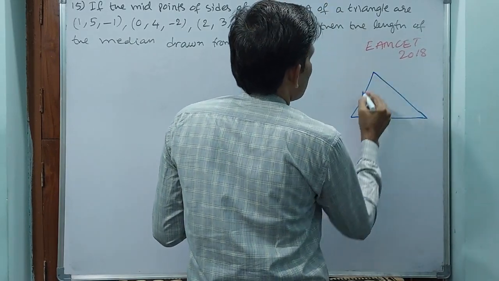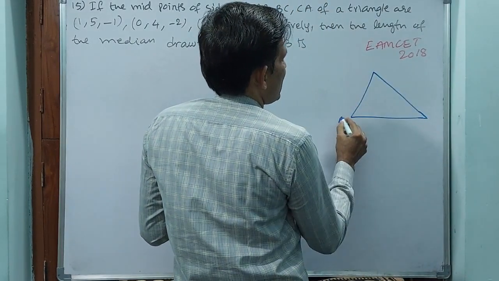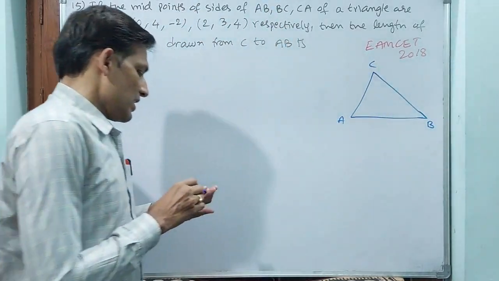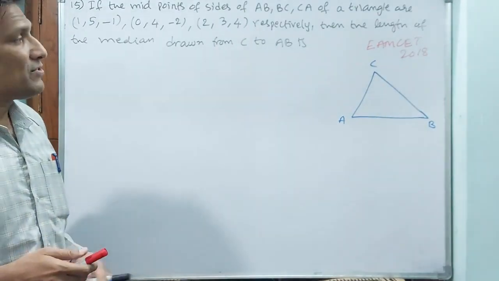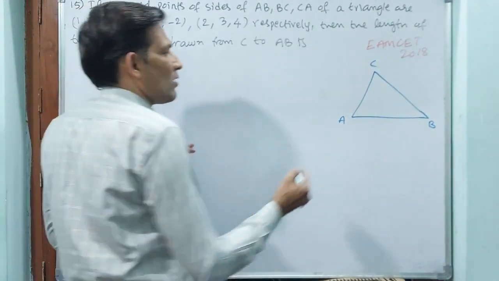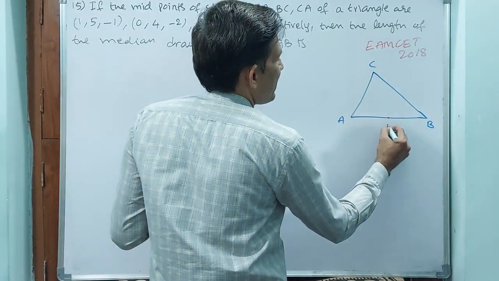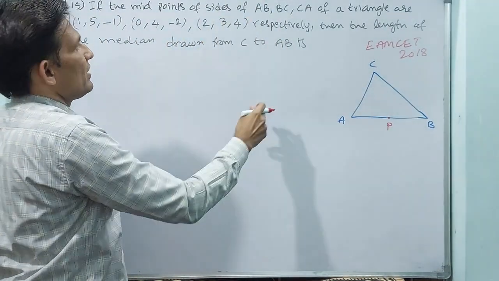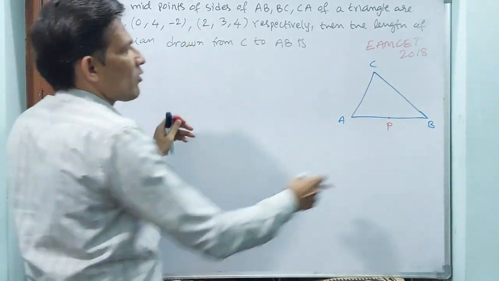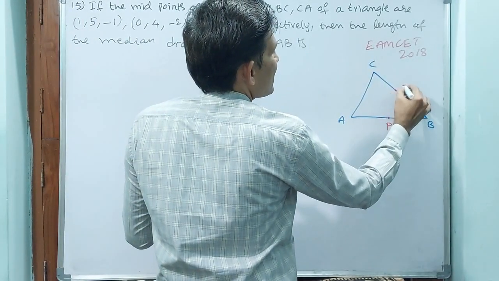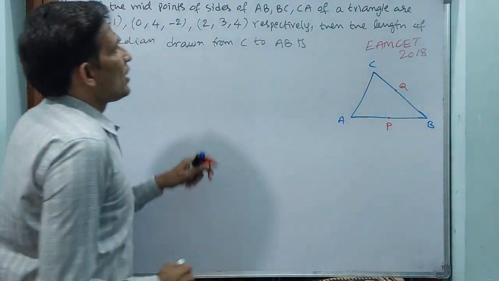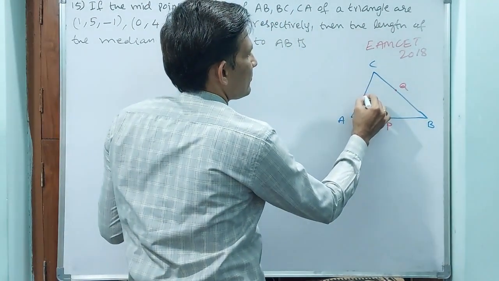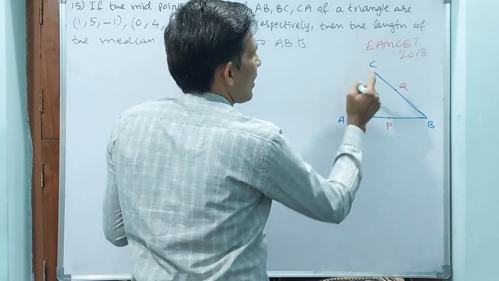See here, say A is there, B is there, C is there. Directly they have not given A, B, C here. Midpoint of AB they have given. Let us take this as P. Midpoint of BC they have given, let this be Q. Midpoint of CA also they have given, let this be R. P, Q, R we have taken.